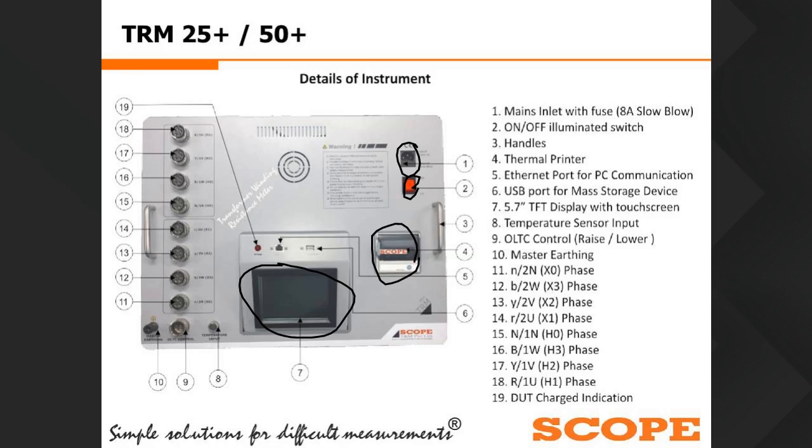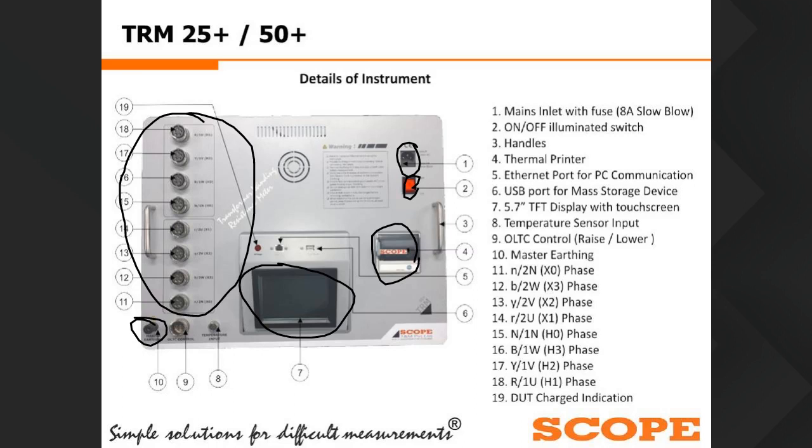If the transformer is star, then we need to connect RYB neutral directly to the transformer RYB neutral of the primary, and similarly the transformer RYB neutral of the secondary. So in a single click we can measure the resistance of 6 windings. Also, this is the master earthing point, which we need to connect to the transformer master earthing.